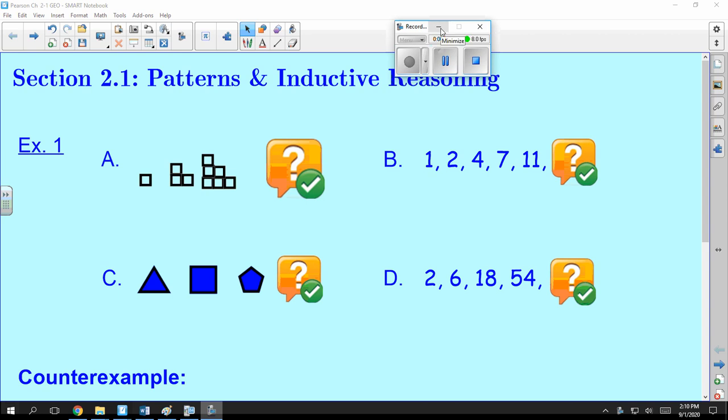All right, guys, this is 2-1 Patterns in Inductive Reasoning. So I'm going to go through this lesson here with you.